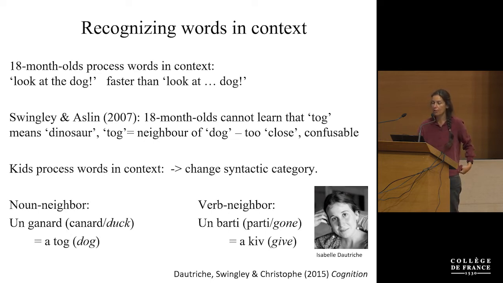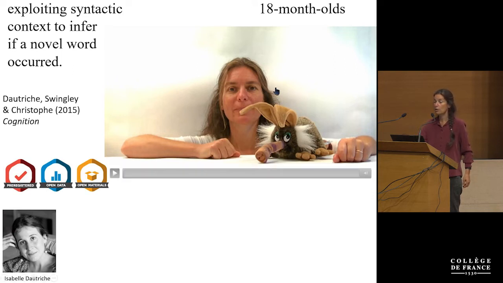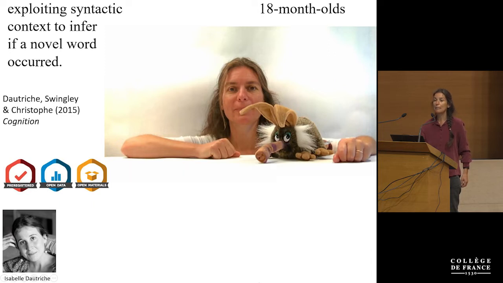So the examples in French are words like "un parti," which is close to "parti," which means gone, which would be in English the equivalent of a "kiv." So in this experiment, kids first watch a short video here. This is the novel animal, and I'm playing with the animal and naming it and using every possible way that will help the kids learn the word. So all the natural pedagogy things, looking at the object, looking at the child and alternating the gaze, everything, okay? We give them every clue we can.